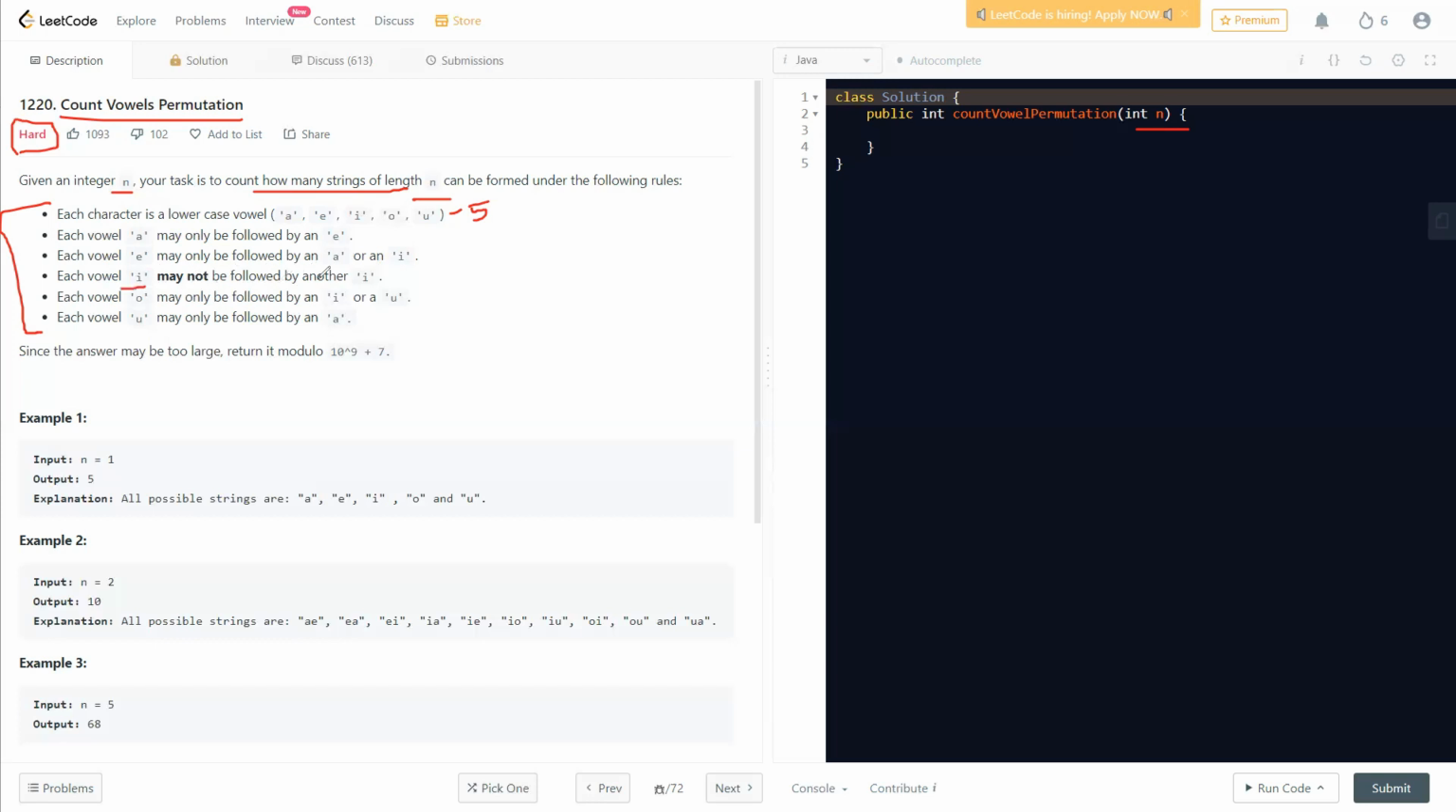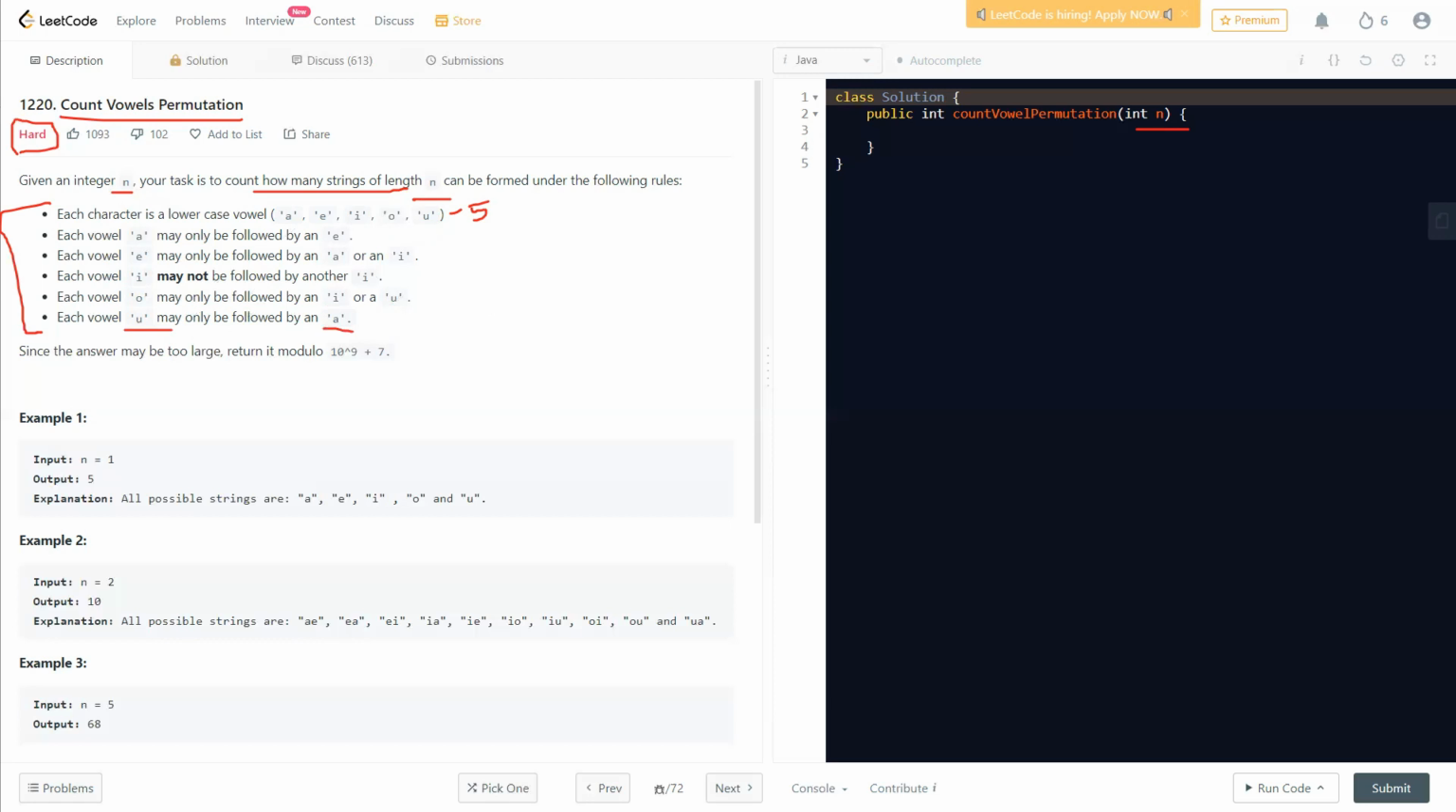Further, it says that if it's an I, then it should not be followed by another I. What that means is that all the other 4 can follow an I, like after an I, all these 4 can be sitting. And next, if it's an O, then it should be followed by an I or a U. And then if it's a U, then it should be followed by an A.